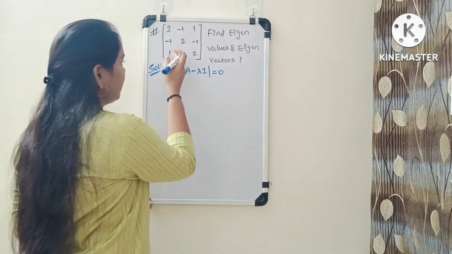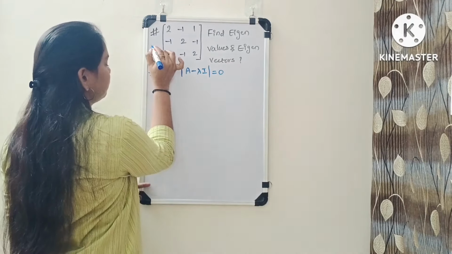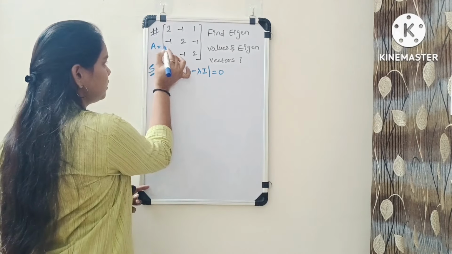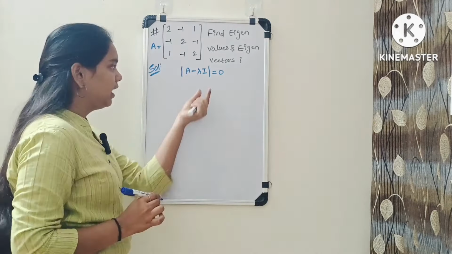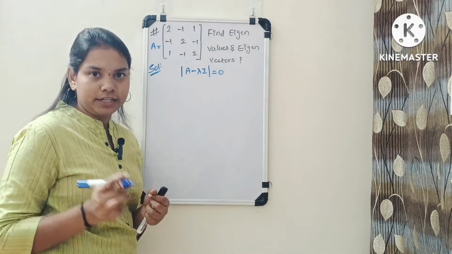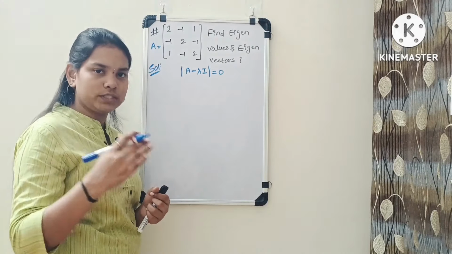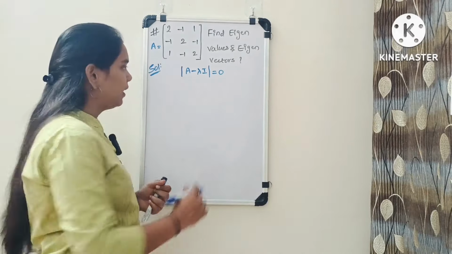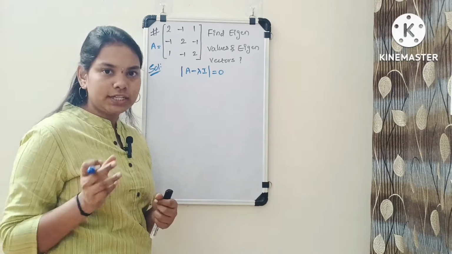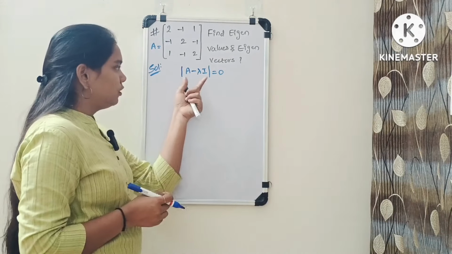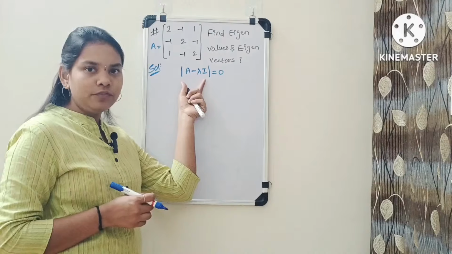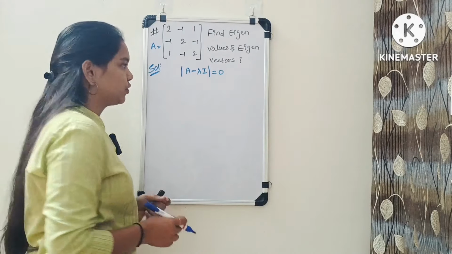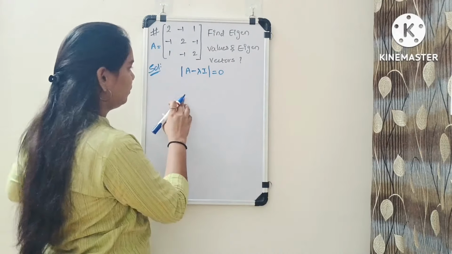Okay, so we know that A is nothing but this given matrix. Let A equal to this matrix, and I is nothing but the identity matrix, that is 1 0 0, 0 1 0, 0 0 1, and lambda is nothing but the characteristic constant. With the help of this formula, we can find the eigenvalues. So directly I will write here.